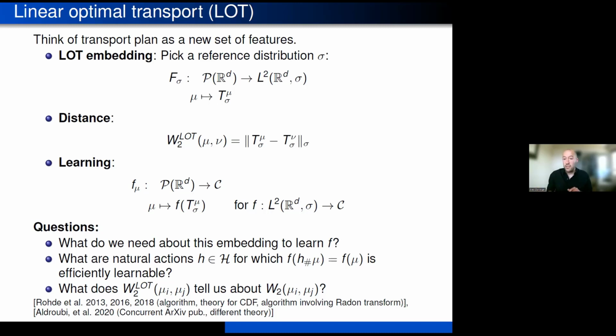But this obviously leads to questions. How do we pick the reference distribution? What are natural actions we can do on mu that will translate nicely with this LOT embedding? What is the distance that we're inducing? I could define a new distance between mu and nu: the transport map from sigma to mu minus the transport map from sigma to nu, and then just take the Euclidean distance, or weighted Euclidean distance. Is that anywhere close to the optimal transport distance between mu and nu? And finally, the central question: what types of classifiers can we build? When can we build classifiers easily? When can we build low complexity classifiers? Okay, that's the setting. Sorry, Alex, I have a question.